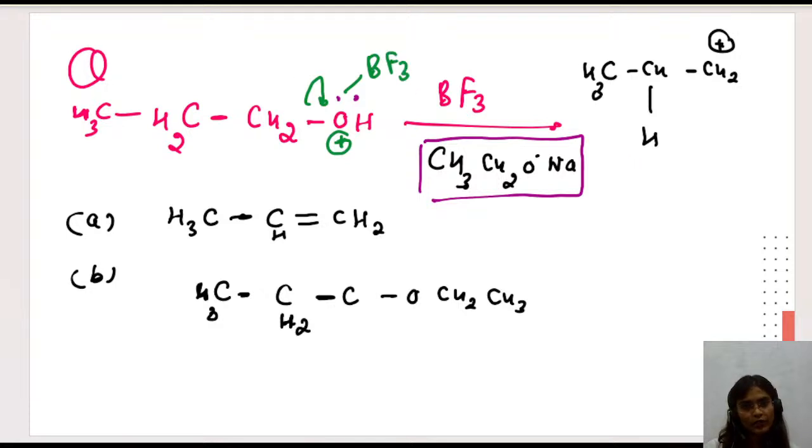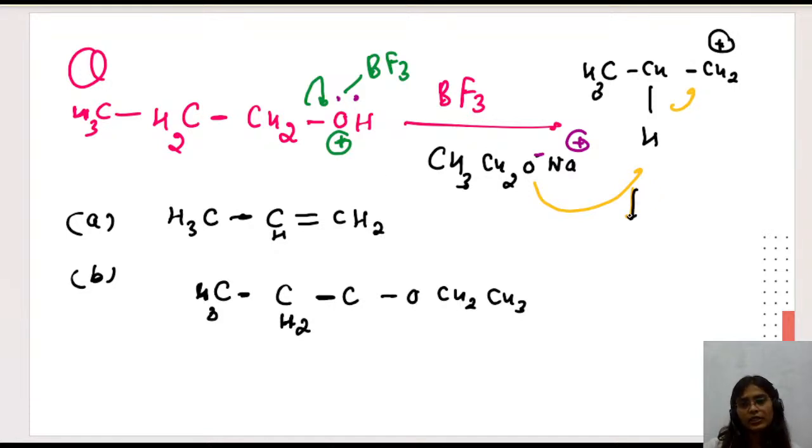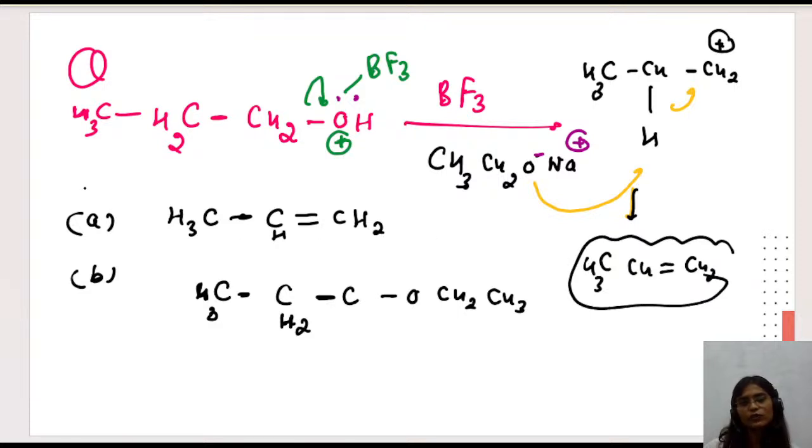It's a very good base, so this group is going to attack here. This O negative, as we know, has a negative charge and the sodium has a positive charge. So it simply attacks this hydrogen, this bond leaves, and we get CH3, CH, and a double bond CH2 there. So this is the simple answer for this question, option number A. Option A is the correct one here.